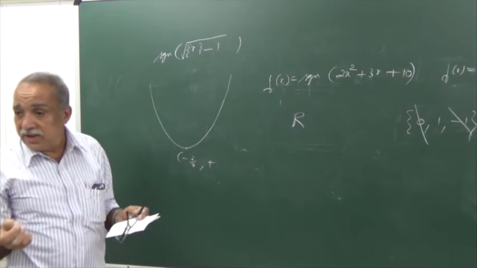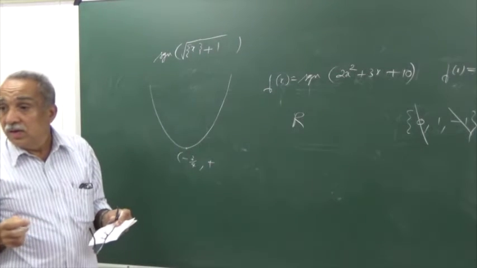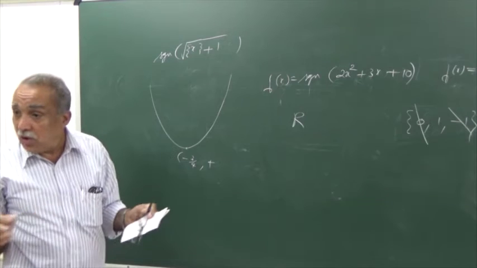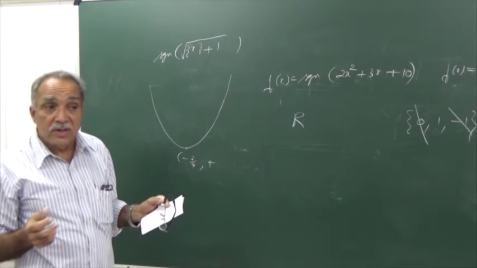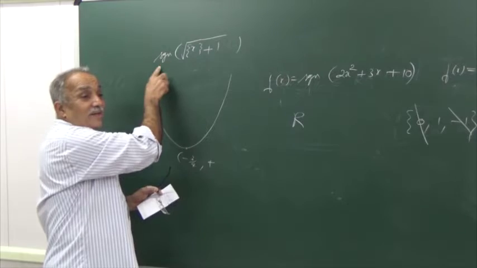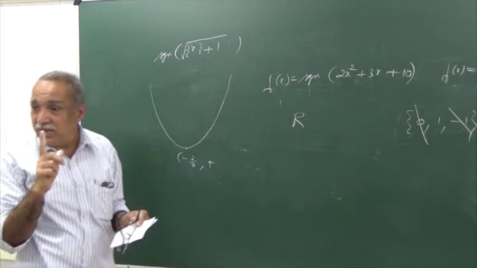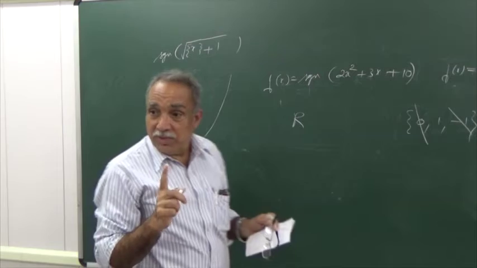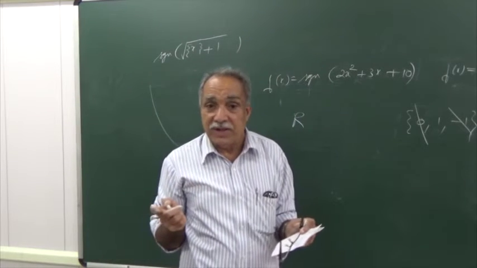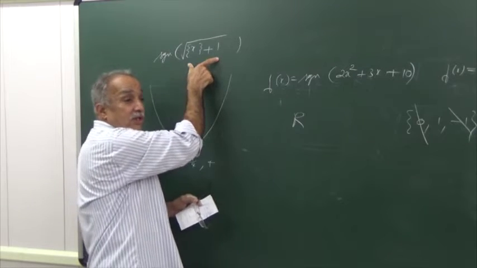Domain is null, range also is null. Domain, all real numbers, range, one, only one element, singleton 1. Now minus 1 cannot be an element of the range, 0 also cannot be an element because this becomes a positive quantity for every value of x.